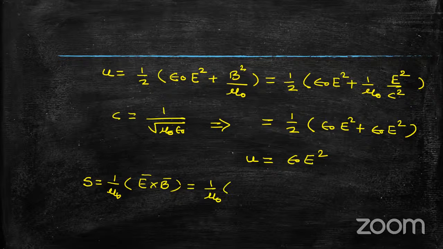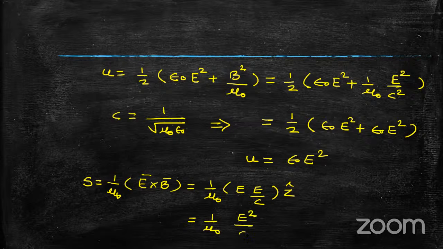And E and B are connected to each other. That is, B is written as E by C. So that is written as 1 by mu 0, E square by C, Z cap.